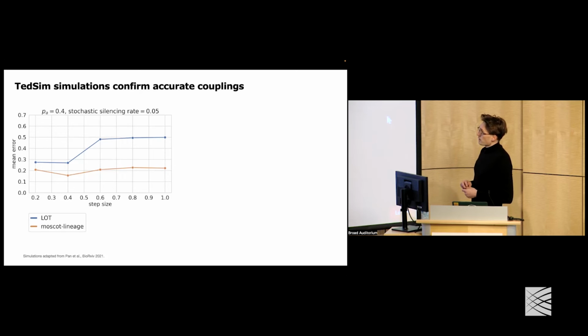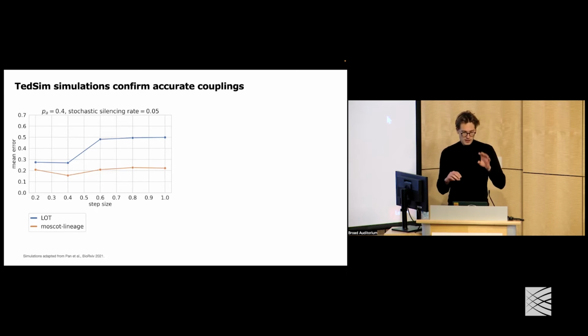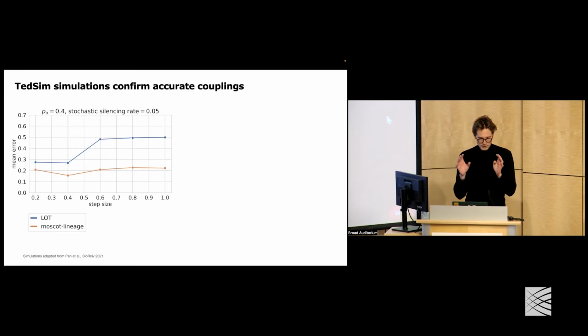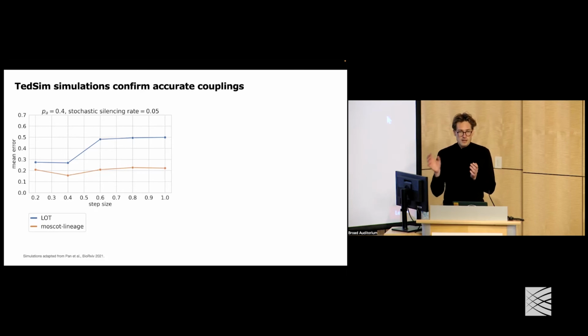in terms of this mean error. So the mean error consists of 2 things. It consists of something called descendant error and ancestor error. So you can say, given some cells at the earlier time point, I want to make a prediction of where they're going to go. And I can compare this to the ground truth given by the simulated lineage tree from TEDSIM. And I can take the opposite perspective. I can also say, given cells at a later time point, I want to predict their ancestors, and I want to make a comparison to ground truth again.